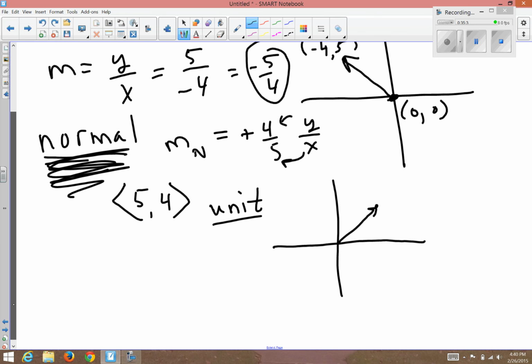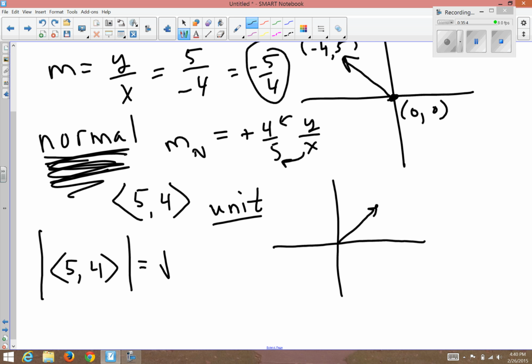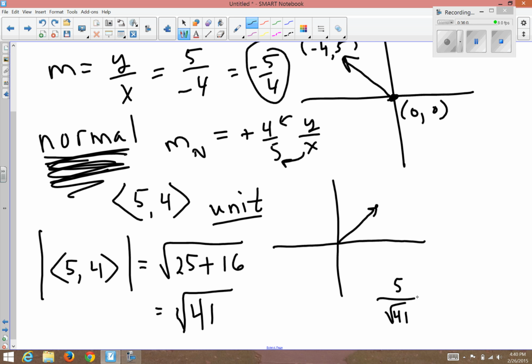A unit vector has to have magnitude 1. The magnitude of that vector is the square root of x squared plus y squared. So the magnitude of that vector right there is the square root of 41. That means if we divide both of these components by that, we will have what we're looking for. 5 divided by radical 41, comma, 4 divided by radical 41.